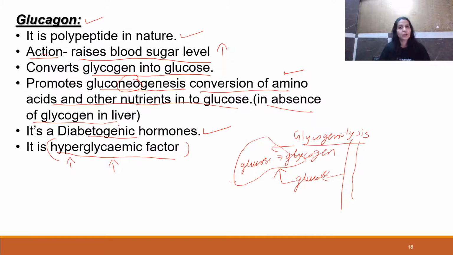So different types of terminologies are being used to represent this. In exam, if you are asked about diabetogenic effect, or the hormone whose increase can cause diabetogenic effect, it's glucagon. It's a diabetogenic hormone, right? It's also called hyperglycemic factor. Is that okay to everyone? Shall we move?